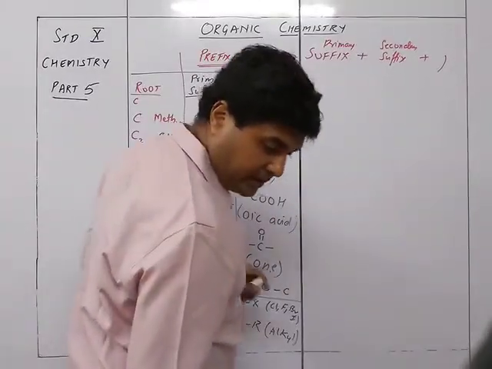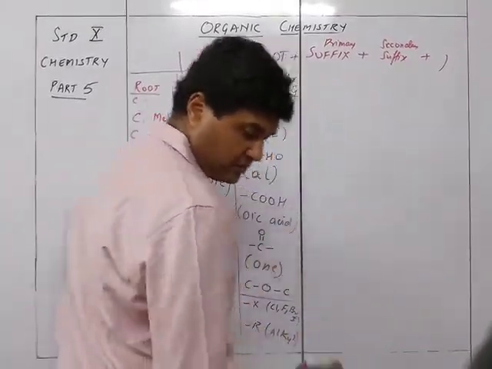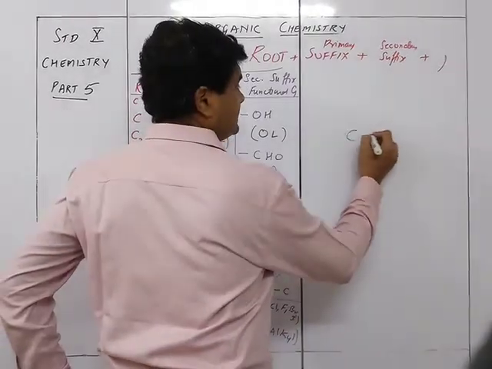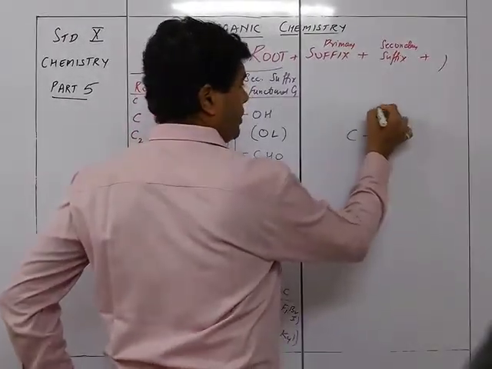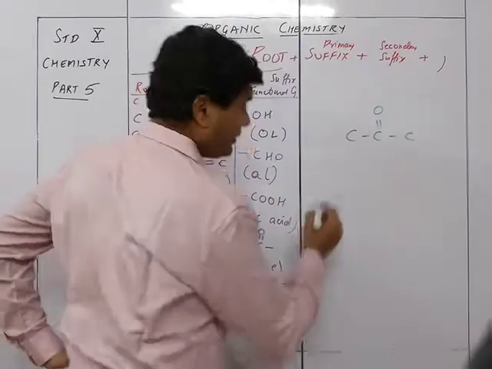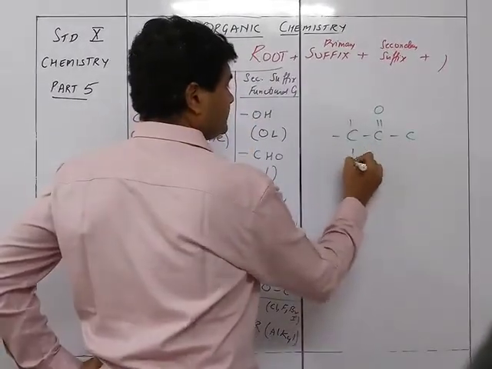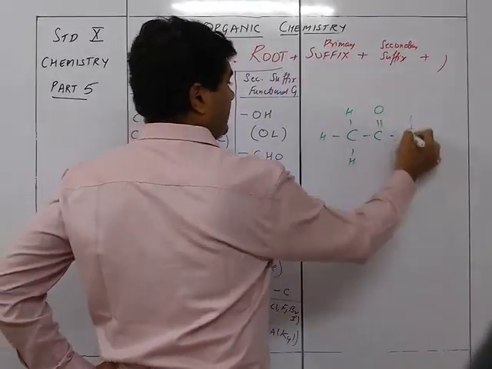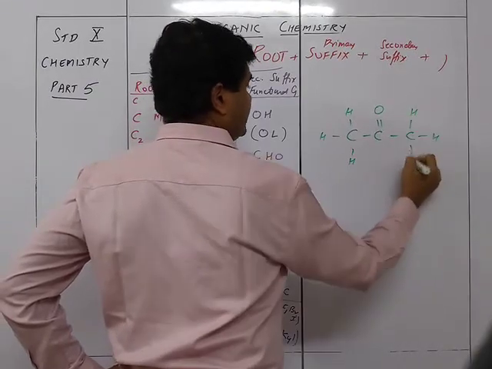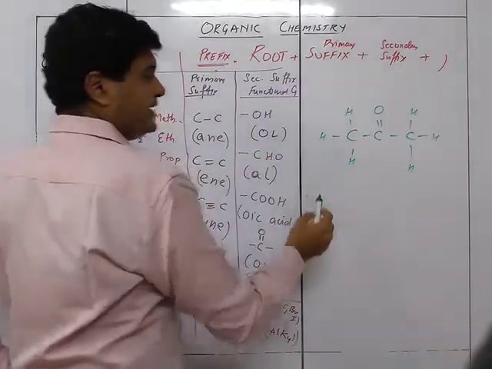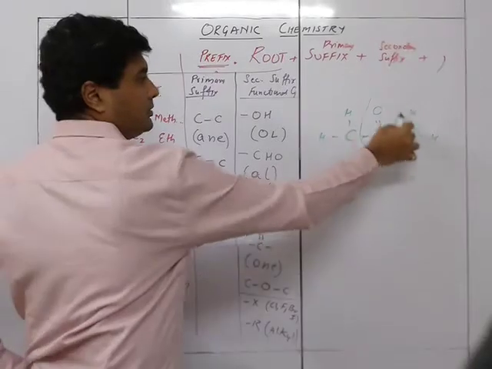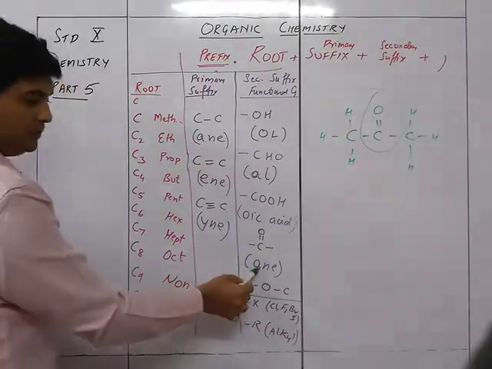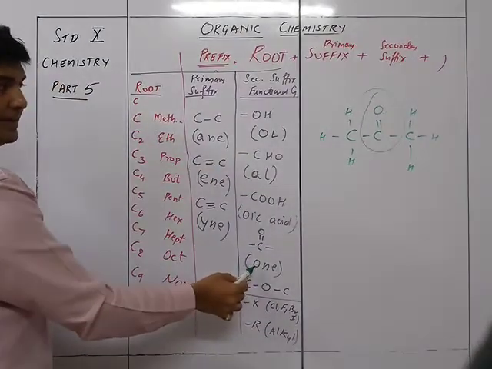The next one is C, C, C, double bond O, with all the other H's over here. Now, let's understand what exactly this is. This you can see is the functional group. What is this functional group? This one, same one, that is ketone.